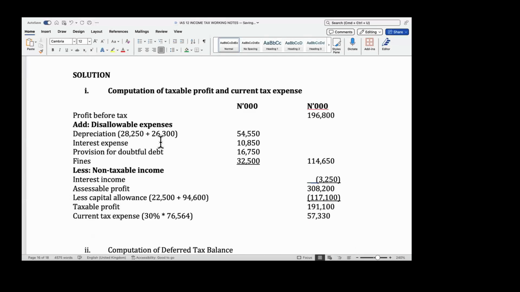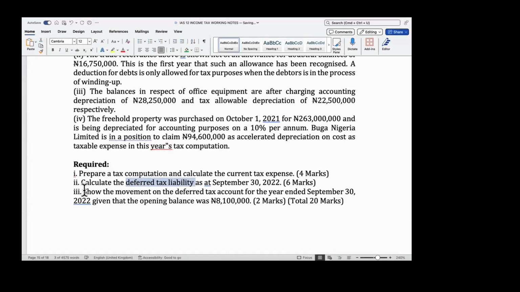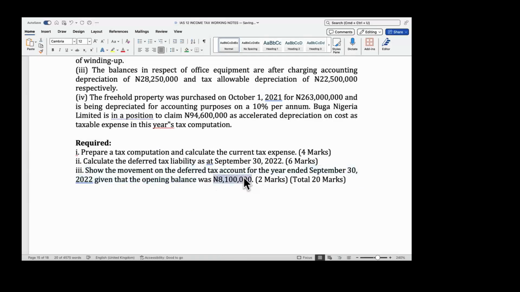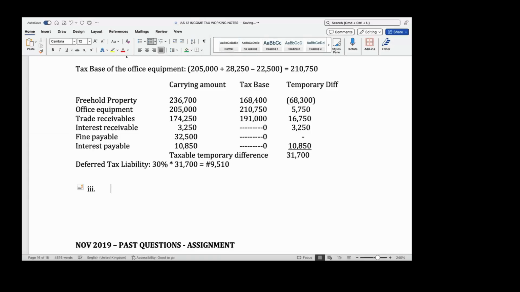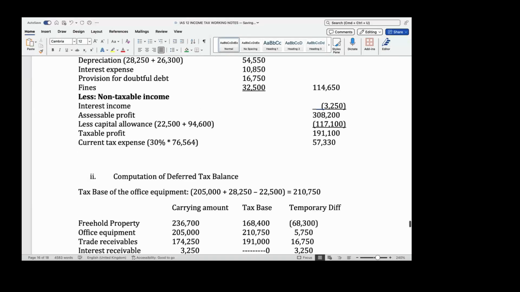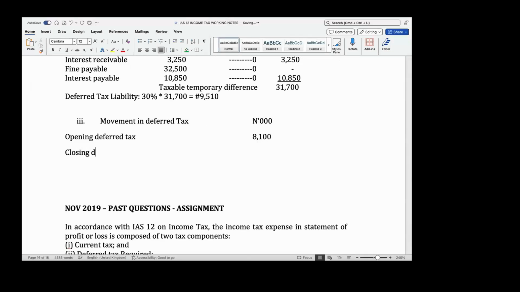That's the deferred tax balance. So we're now asked for the movements. They give us the opening deferred tax. So that's the movement in deferred tax. I'll compare my opening deferred tax. How much is that? 8,100. What's the closing deferred tax? 9,510.